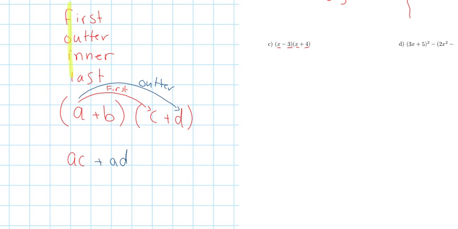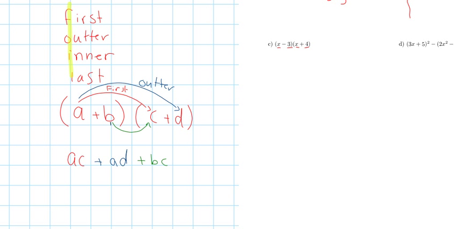Then inner means your two inner letters. What are your two inner letters, from the inside? B and C, because these are your inner letters. If I multiply B and C, that's going to give me BC. And then your last are going to be the last two letters, which are B and D.